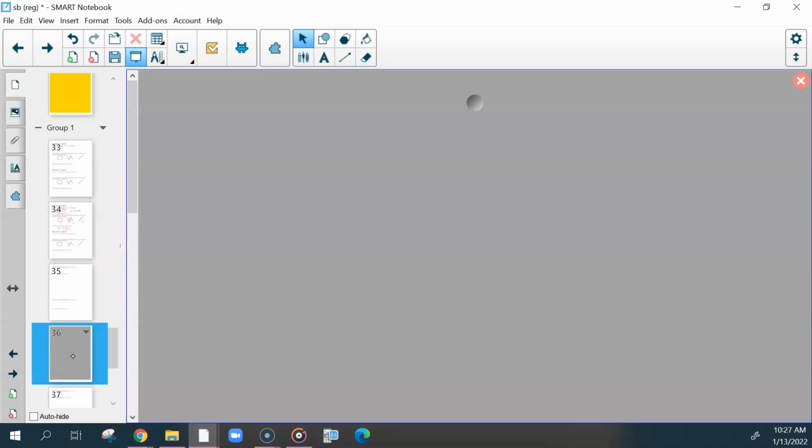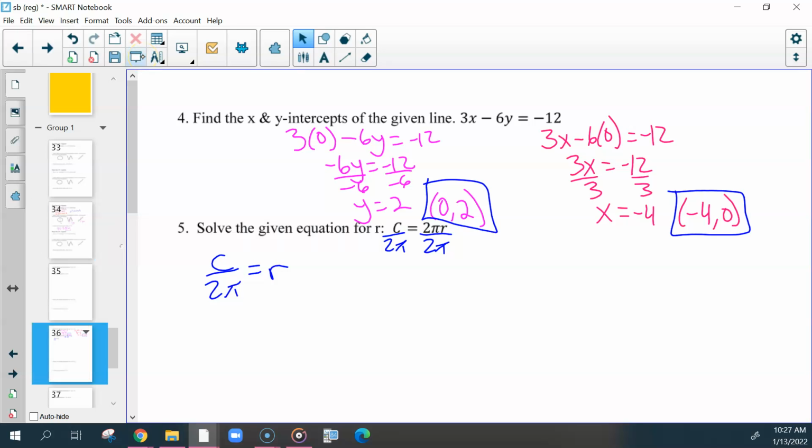On the back. So this number 5 is not your number 5, but I have that number 5 somewhere else. For number 4, you needed to find the x and y intercepts of this equation. So put 0 in for x or for y, and then solve for the missing variable. If you skip down to this step, where it's just the variable term and what it equals, that was fine. Divide both sides. So your y-intercept was (0, 2). Your x-intercept was (-4, 0). Make sure to put your intercepts as ordered pairs.